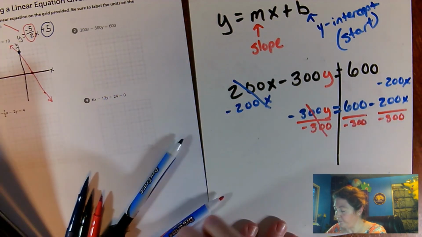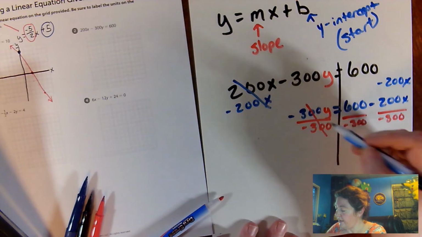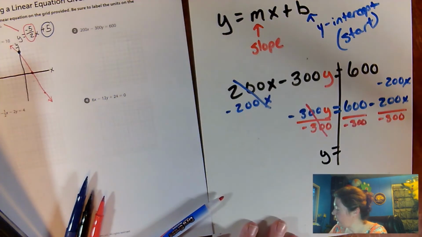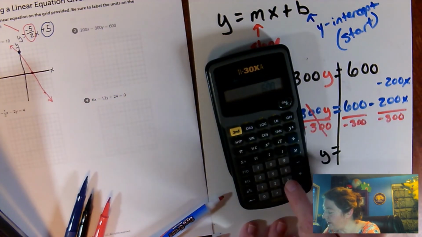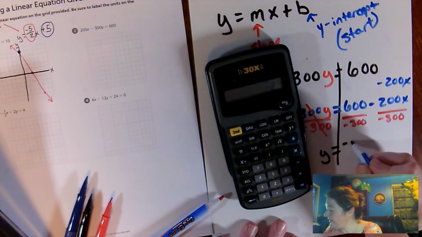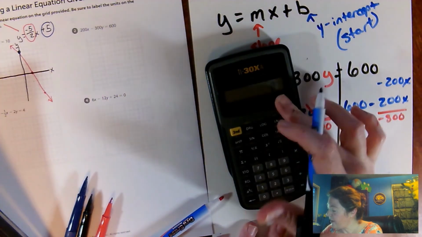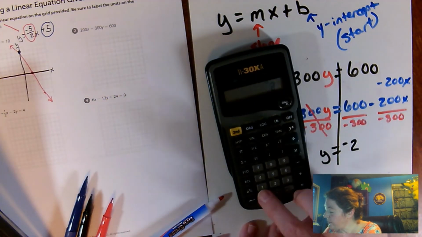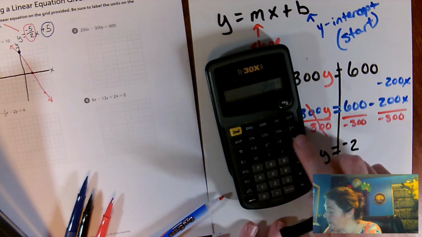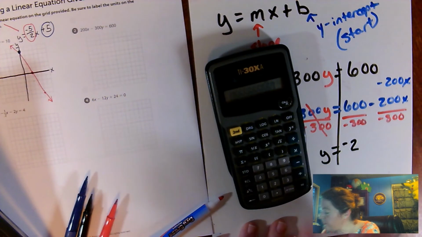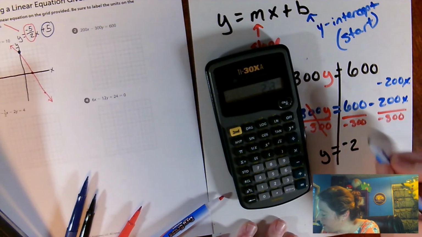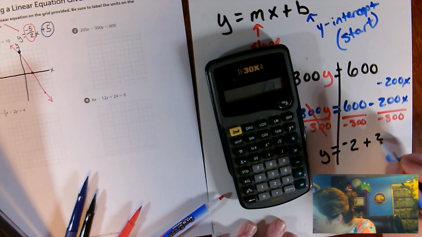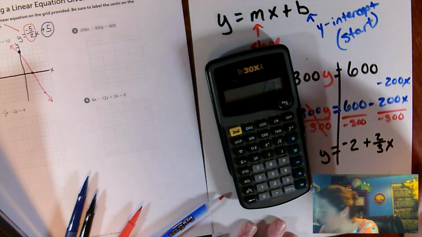Right? So that cancels. I'm left with y equals, let's see if we get a kind of a clean number. 600 divided by negative 300 equals, haha, look at that, negative 2. And now I've got negative 200 divided by negative 300, and I get that nasty fraction. So I'm going to do my fraction to a decimal, and it's positive, so plus 2/3, can't forget my variable.